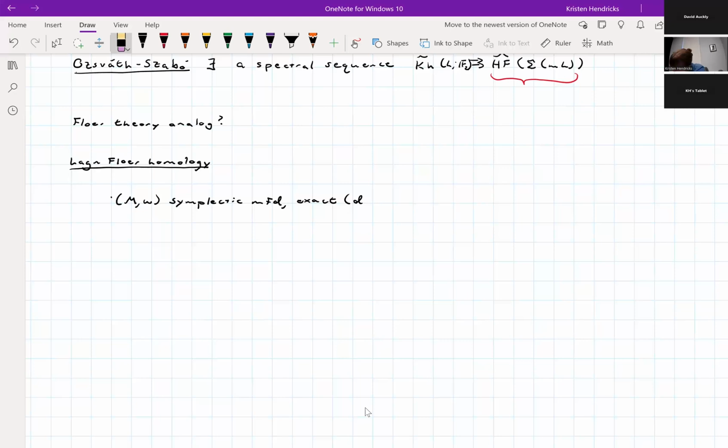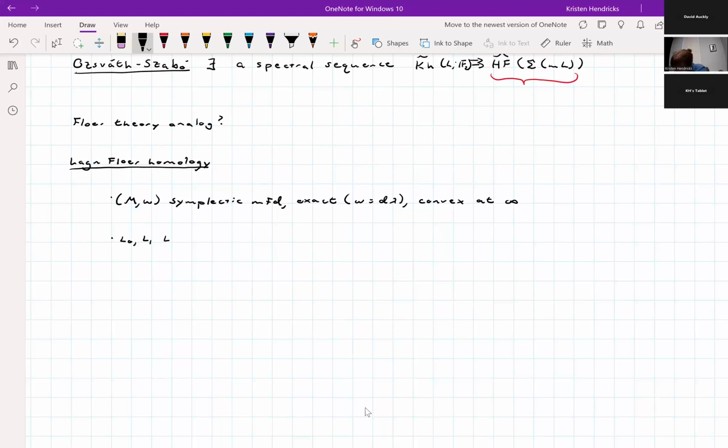So omega is d lambda for some lambda, a one form. And also there's some convexity at infinity condition that we're going to impose. So my manifold just looks like a symplectization near infinity. If you're unfamiliar with the condition, it's just going to prevent curves from bubbling off to infinity.